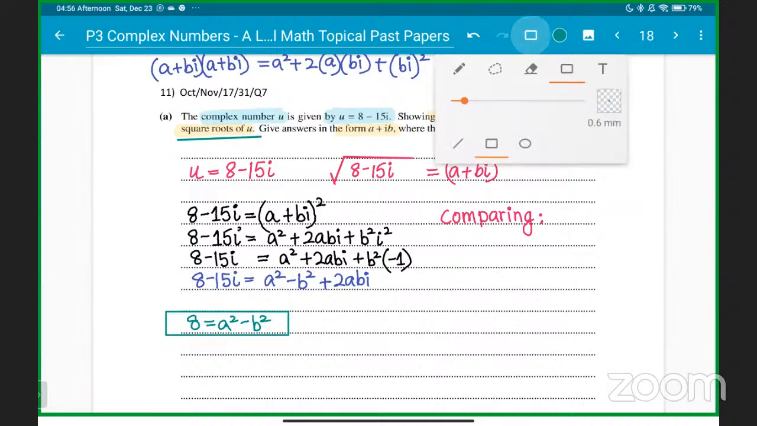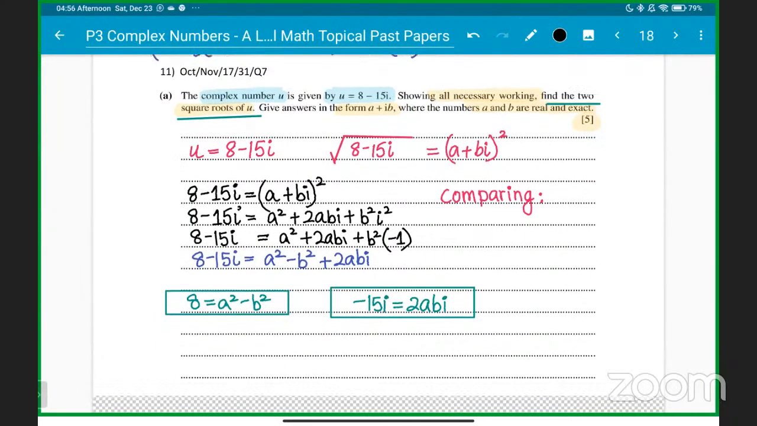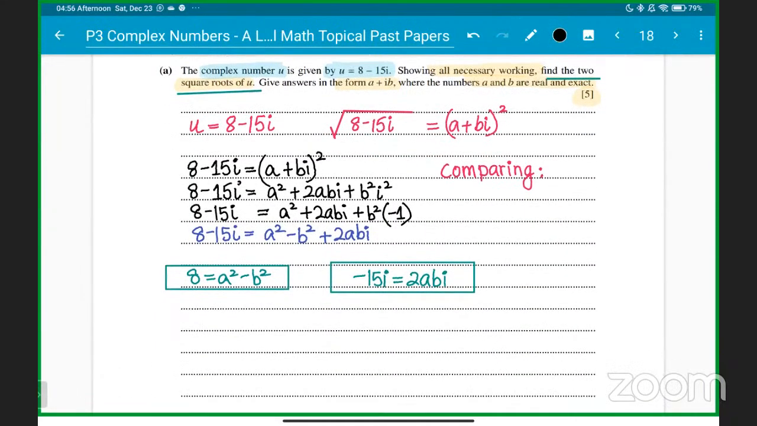The other thing is basically minus 15i. That will be compared with 2abi. Understood? Yes, sir. So here we go. Minus 15 will be compared with 2ab. Understood? Got this clear? That's it. You just have to start solving.